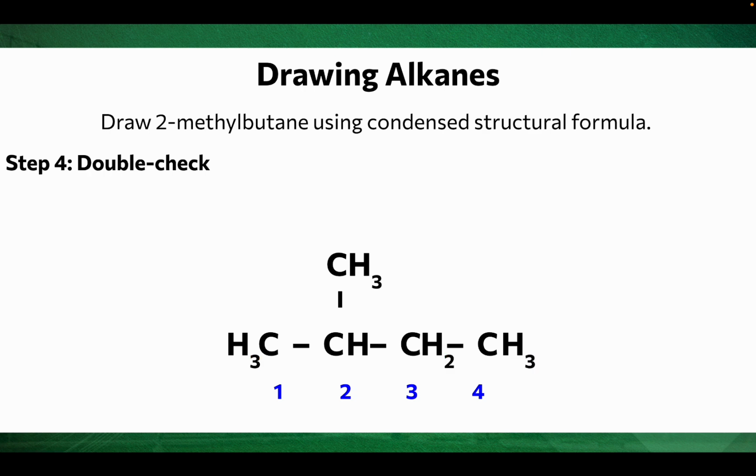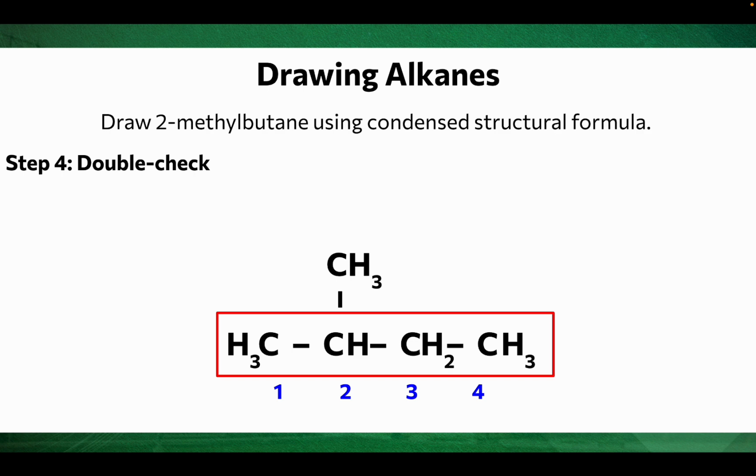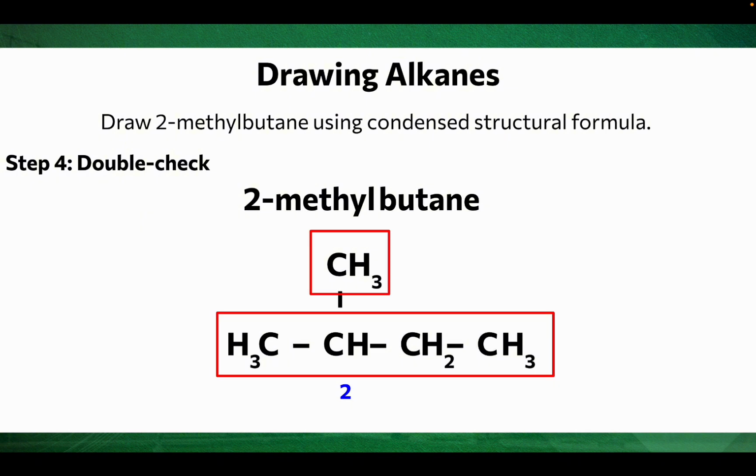Step 4 is to double check. You have longest chain, 4, that's butane. Now at carbon number 2, you have 2-methyl, so you have methyl group, so it's correct.